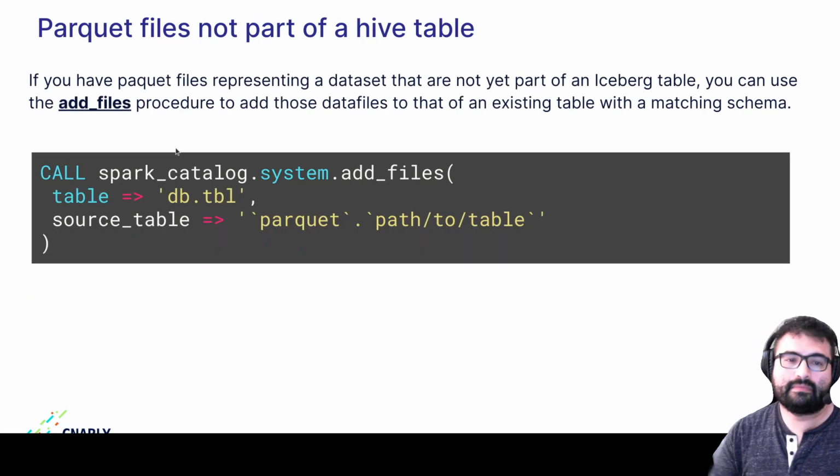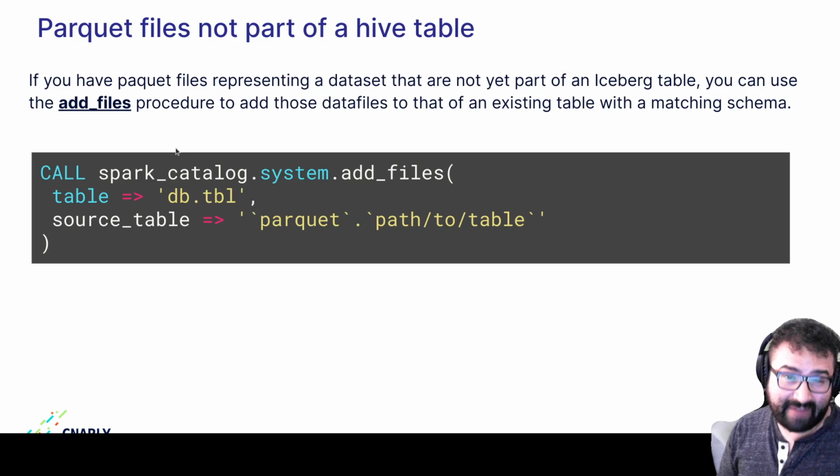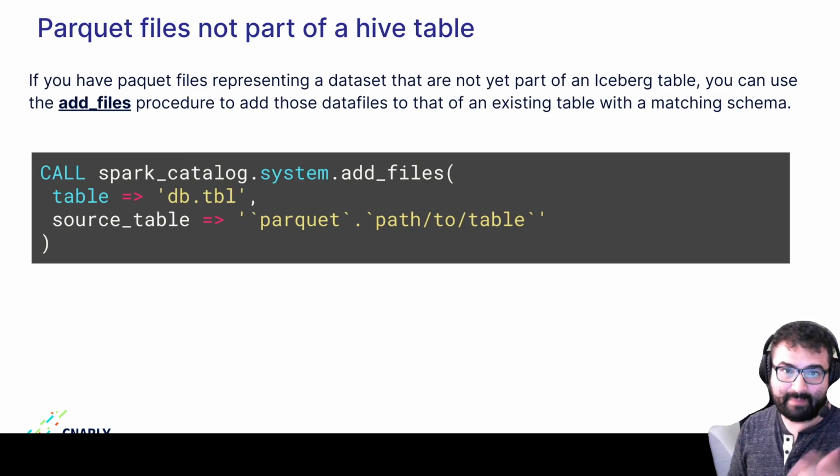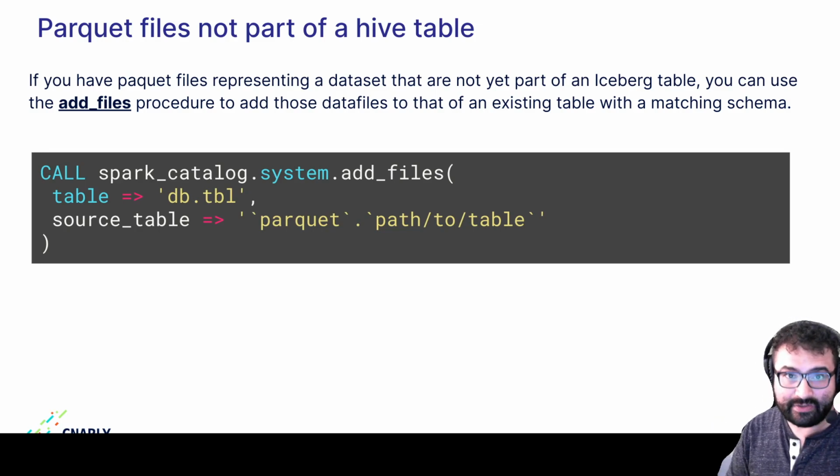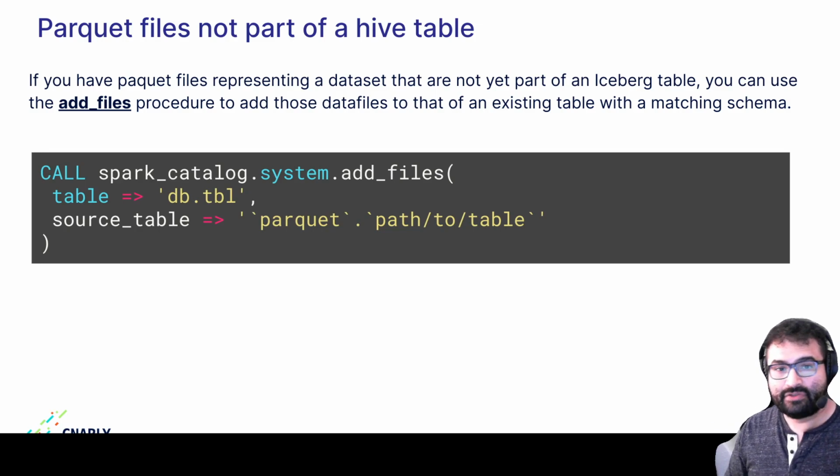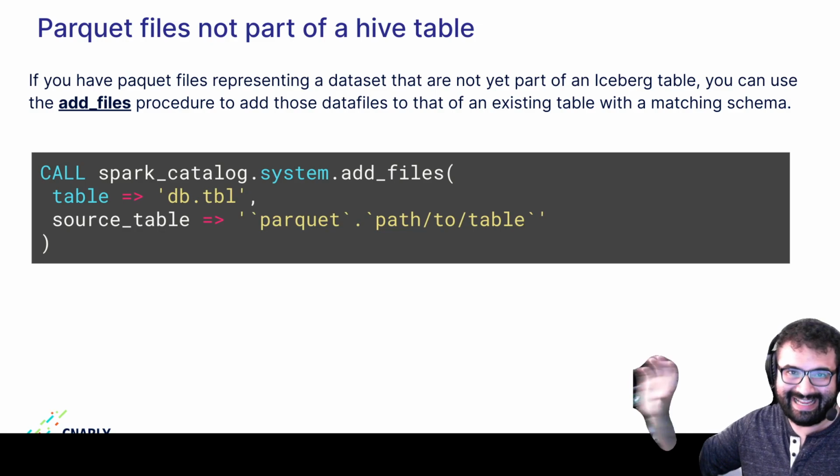Now, what if you have a bunch of Parquet files? This could be a situation where you have Parquet files from a Delta Lake table, from a Hudi table, or you just have a Parquet table, and you want to now turn that into an Apache Iceberg table. This is where the add files procedure comes in. So you're not converting a Hive table. What you're doing is you're saying, these Parquet files, I want them to be part of this existing Iceberg table.